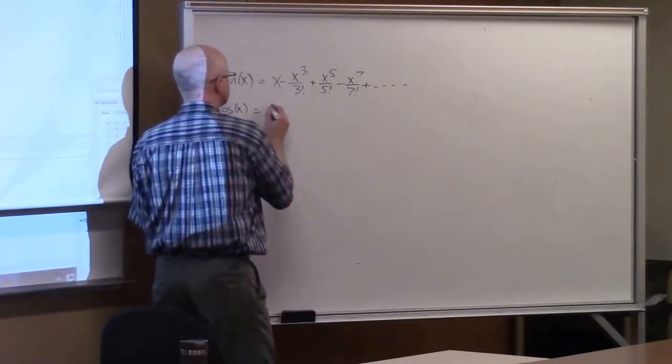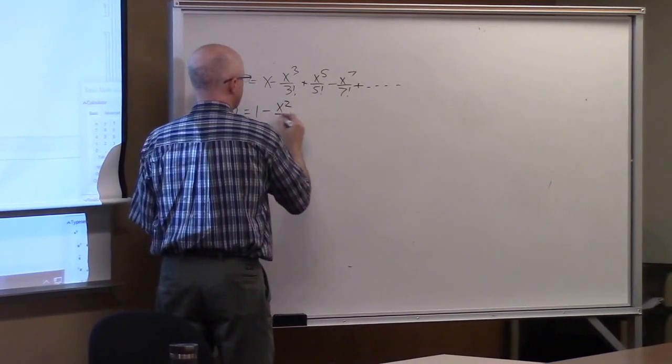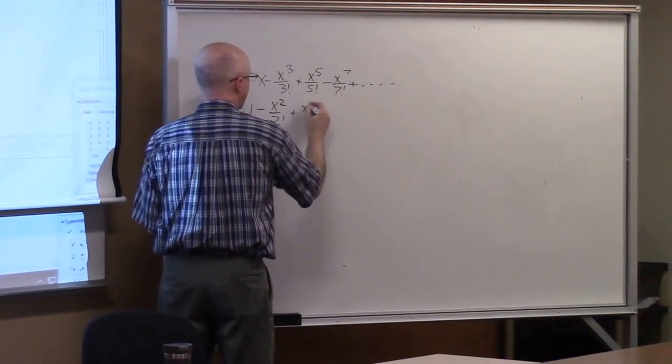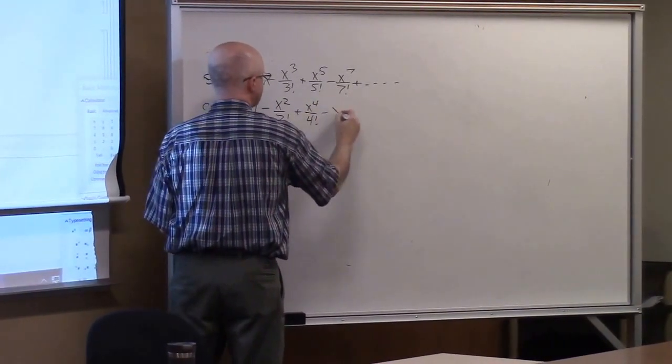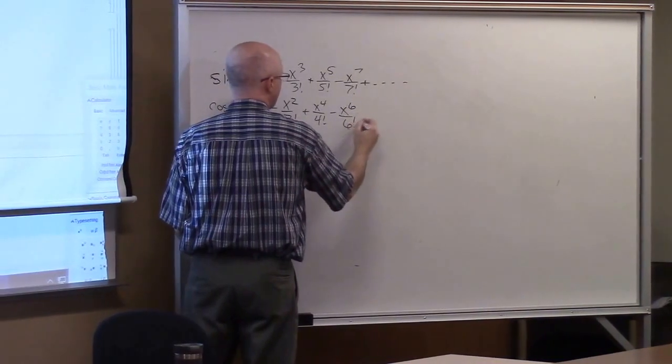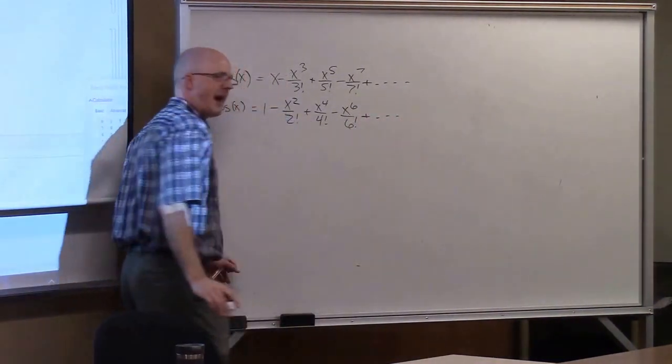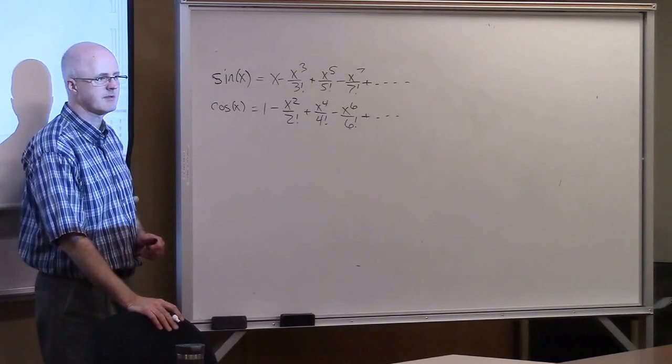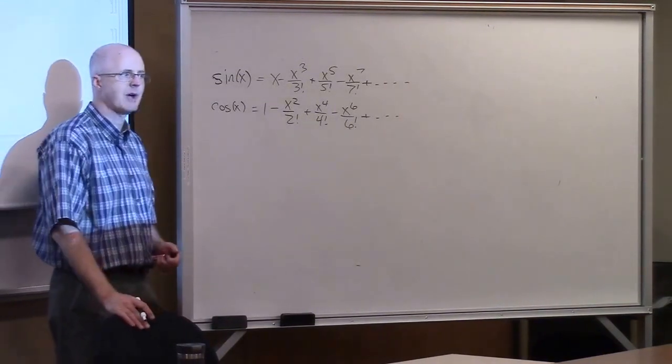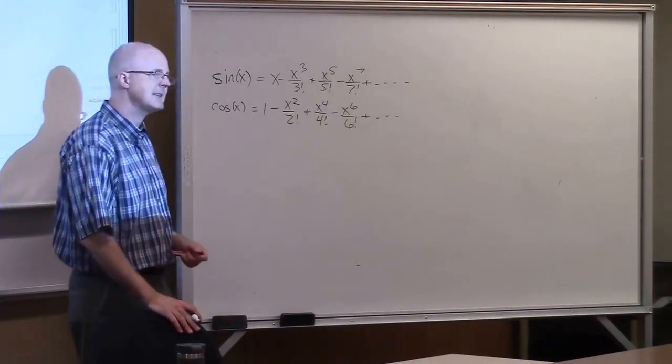Cosine of x equals 1 minus x squared over 2 factorial plus x to the 4th over 4 factorial minus x to the 6th over 6 factorial. So it has a similar kind of pattern, except it's all even powers instead of odd powers, which maybe shouldn't be a surprise since the cosine function is an even function of x.